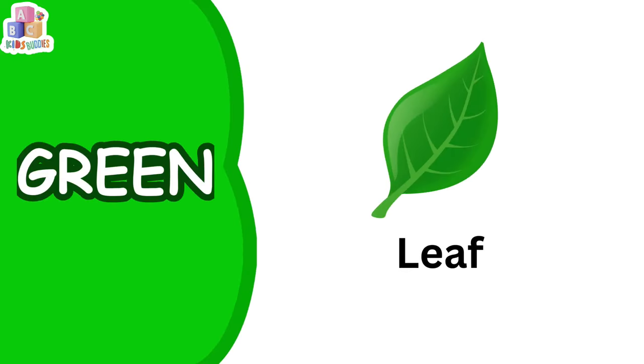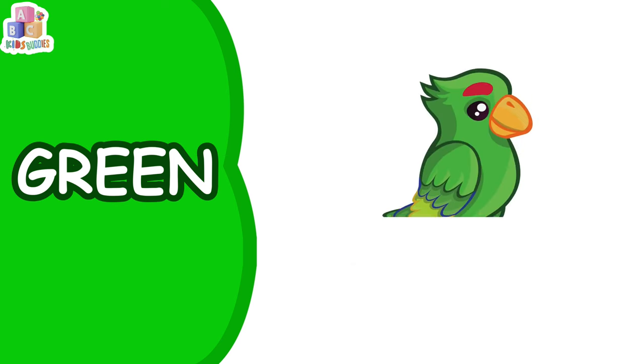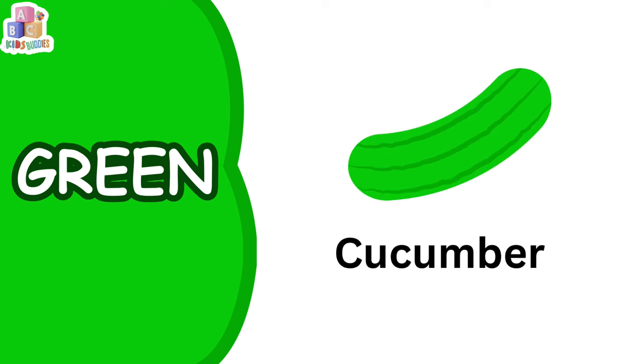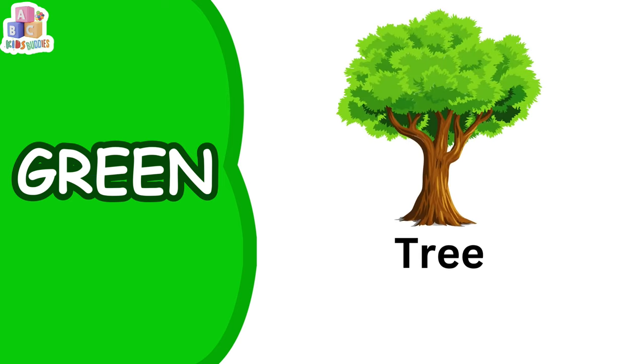Green. Leaf is green. Watermelon is green. Parrot is green. Cucumber is green. Caterpillar is green. Tree is green.